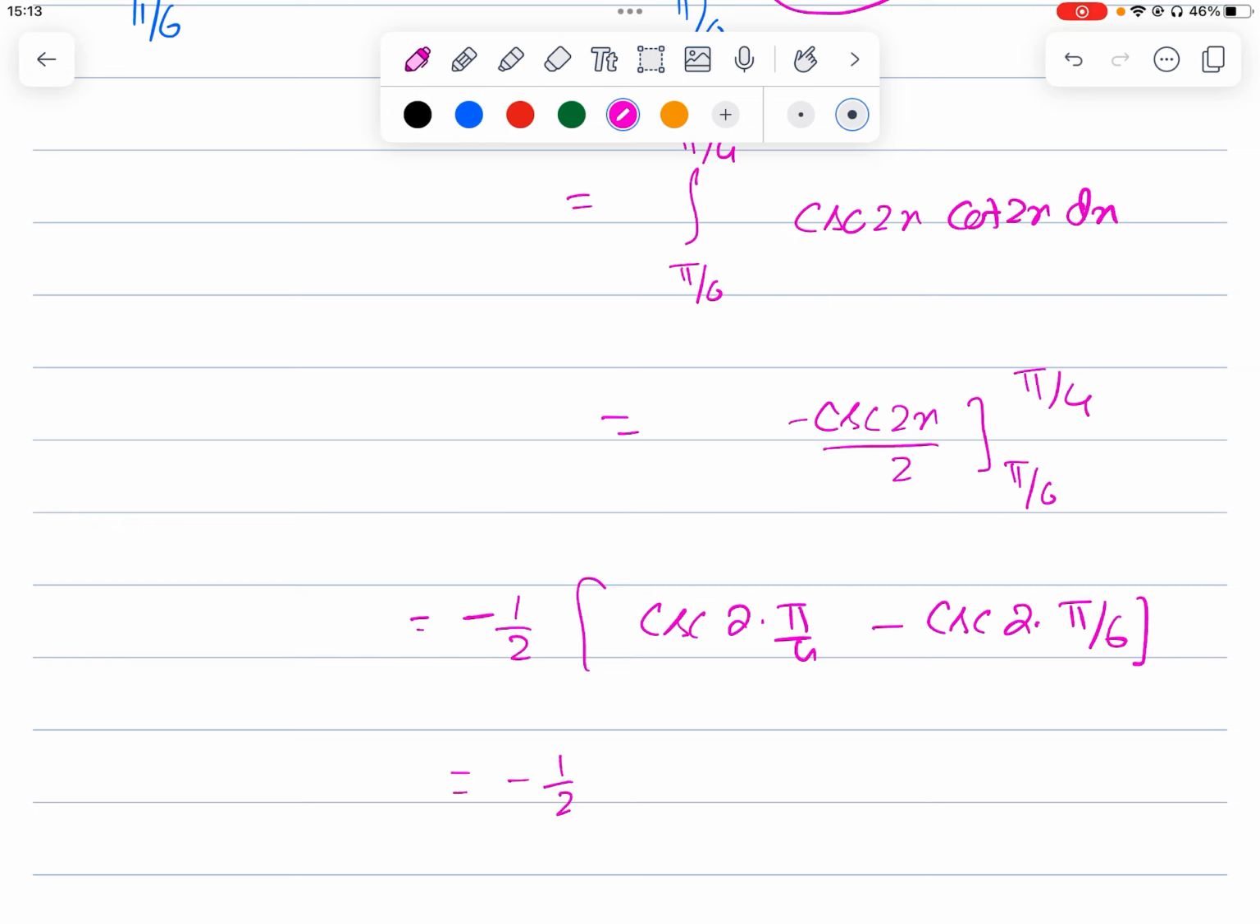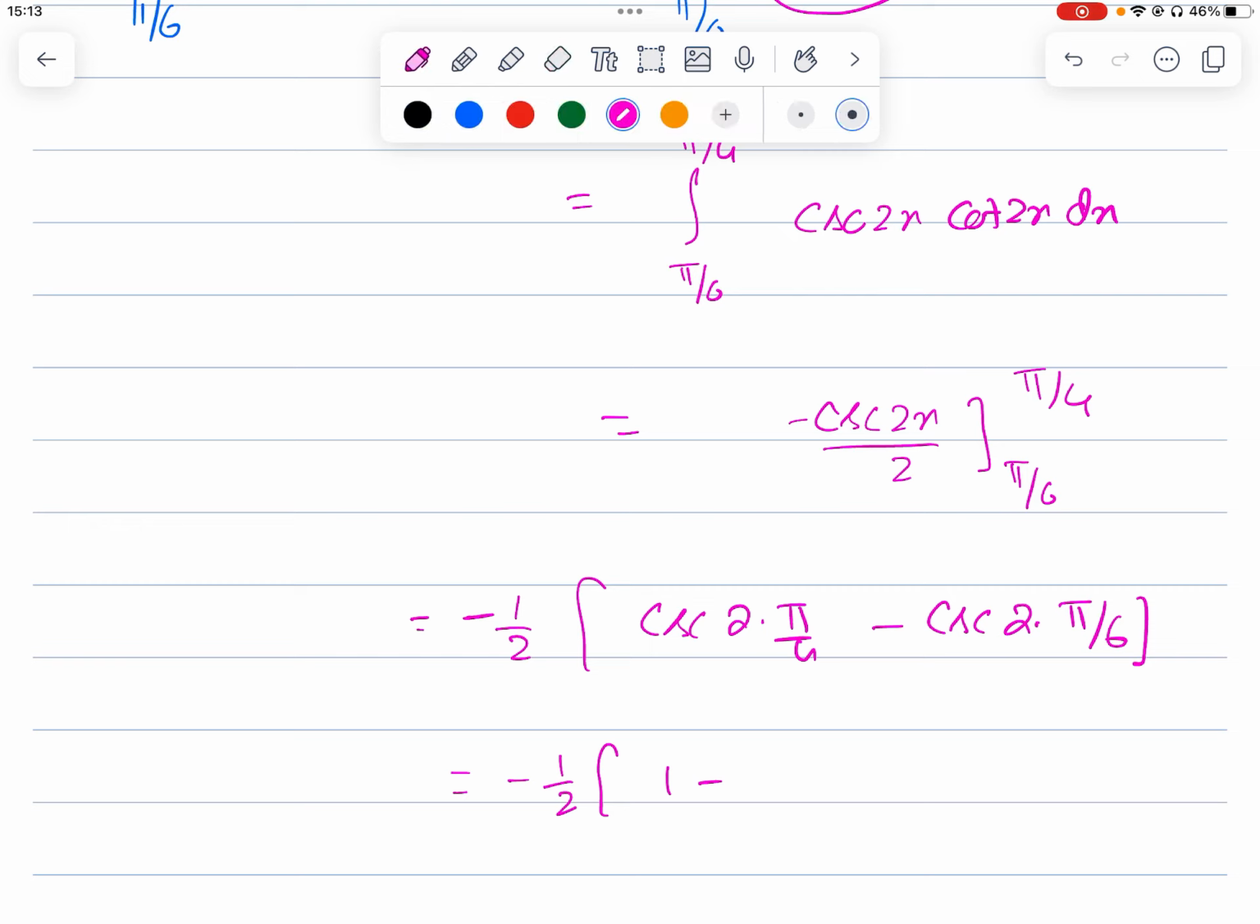So negative 1 upon 2, cosecant pi upon 2 is 1, minus cosecant pi upon 6, which means cosecant 30. Cosecant 30 is 1 upon sine 30, which is 2. Cosecant 30 is going to be 2.